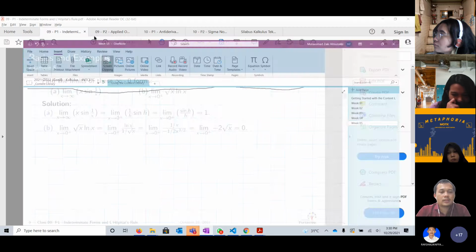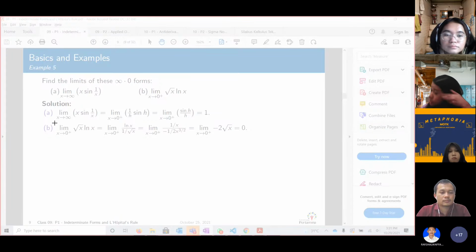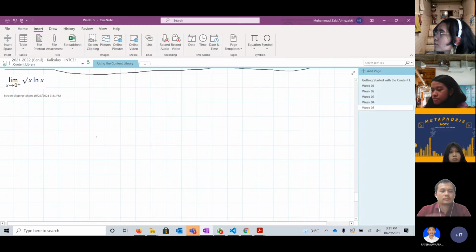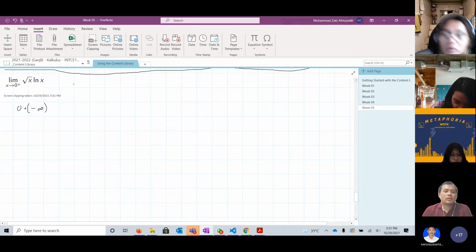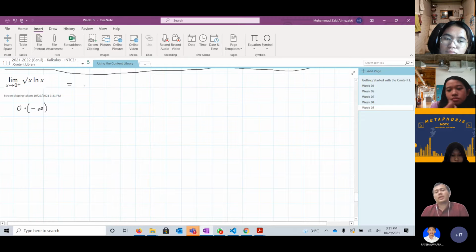For the second one, the trick is quite different. So what we do here, in this case, since if we directly substitute this value, we have 0 times minus infinity. So in this case, we want to apply L'Hopital's rule. In that case, we can reshape or rewrite the equation in the quotient form.